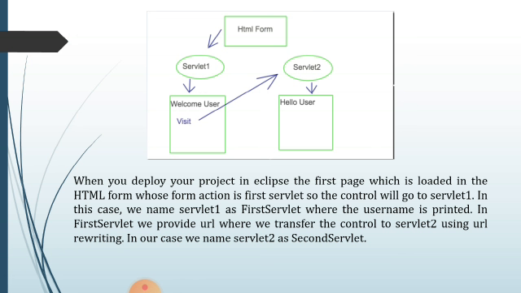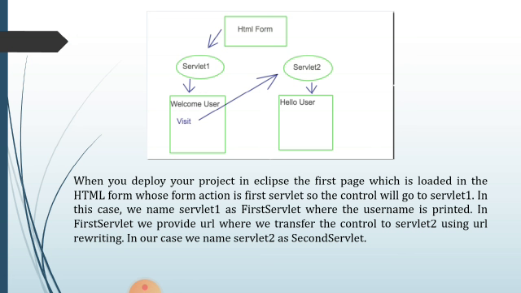Here I have given an example with URL rewriting. An HTML form is given as a request to servlet 1, and servlet 1 will try to get that website welcome user. The form will have a link to another website, that is a visit link, which will be sent to servlet 2. From there hello user is formed. When you deploy your project in Eclipse, the first page is loaded in the HTML form, whose form action is the first servlet.